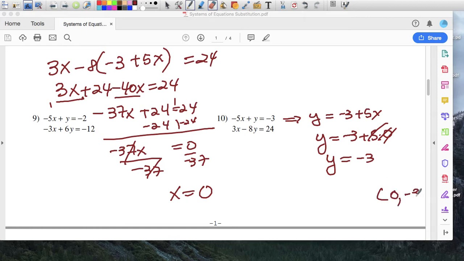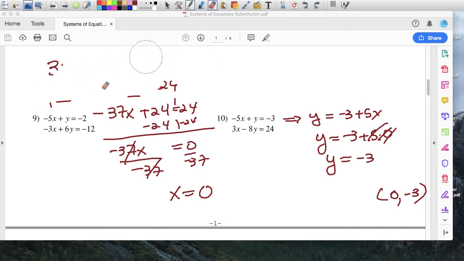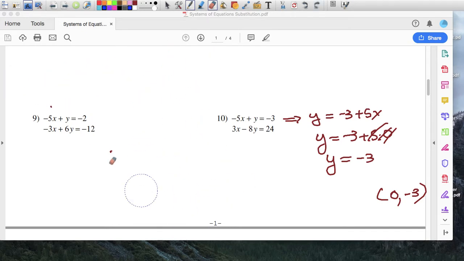On the second equation, it's 3 times 0 minus 8 times negative 3. Does that equal 24? Well, 3 times 0 is 0, so that's gone. Negative 8 times negative 3 is positive 24, which equals 24 on that side. So I know again, my equation is true.